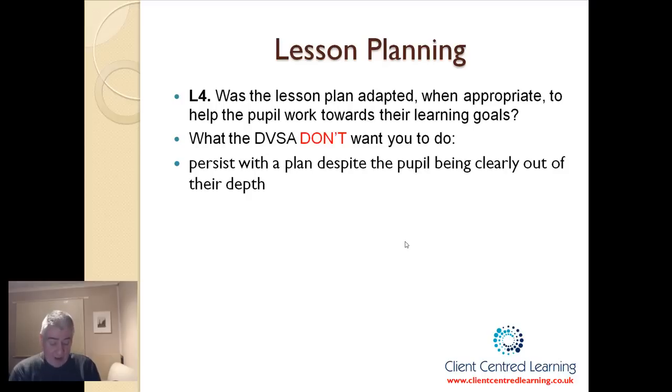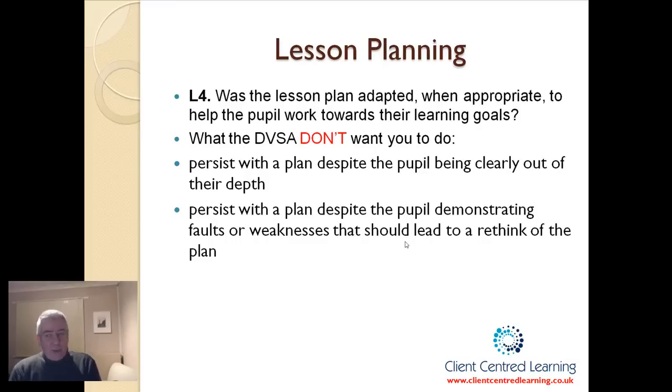Now, you may well have planned a route and that might all go pear-shaped because your learner can't cope. Don't worry about it, and don't just belligerently keep on with that. Pull over at your earliest convenience and have a chat about it. Okay, this isn't working. In light of that, what else might we be able to do?